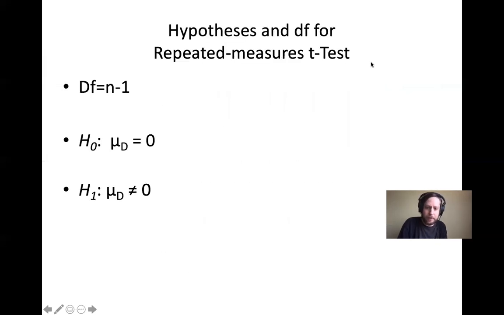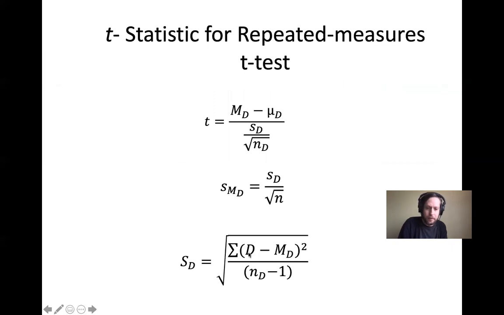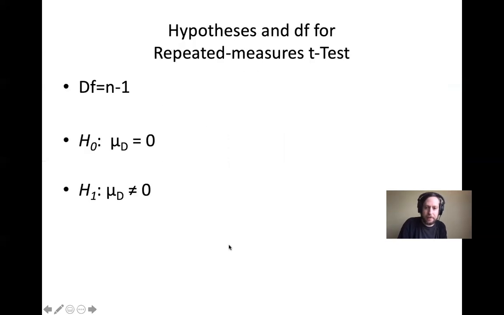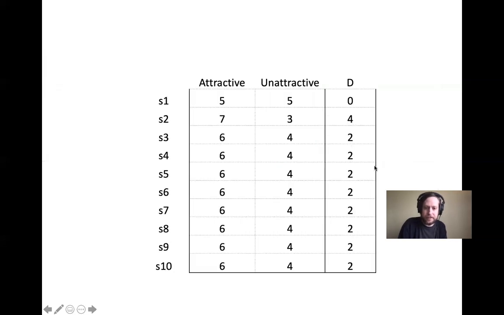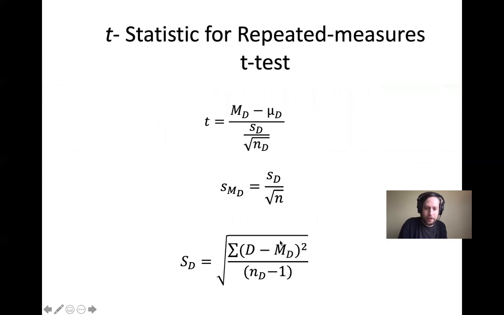Looking at our formula, we just took each D minus the M sub D. We did that 10 times. Now we have to add the sum right here. We have to add those 10 things together, which is what this column is doing. 4 plus 4 plus 0, 0, 0, all those zeros equals 8. So this is the sum of the squared difference scores right here. This is the numerator part of our standard deviation equation.